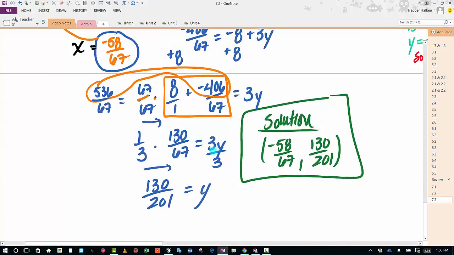There's my 3y. At this point, I'm dividing by 3 on both sides. And remember, division by 3 is the same thing as multiplying by 1/3. So I chose to multiply by 1/3. Thought it would be easier to deal with. Multiply numerators, multiply denominators. 1 times 130 is 130. 67 times 3 is 201. There is your nasty, gross numbered fraction solution that's correct.